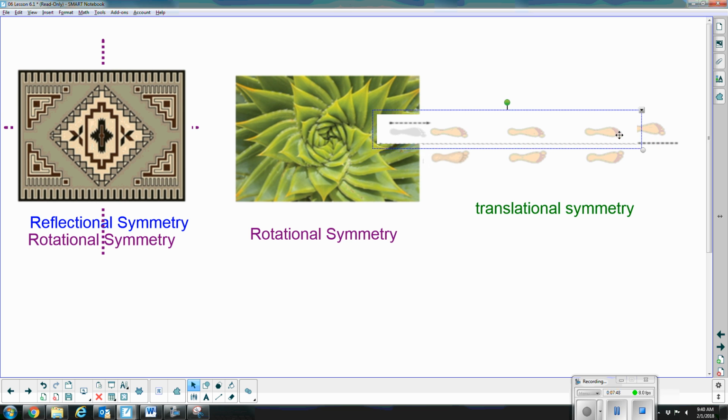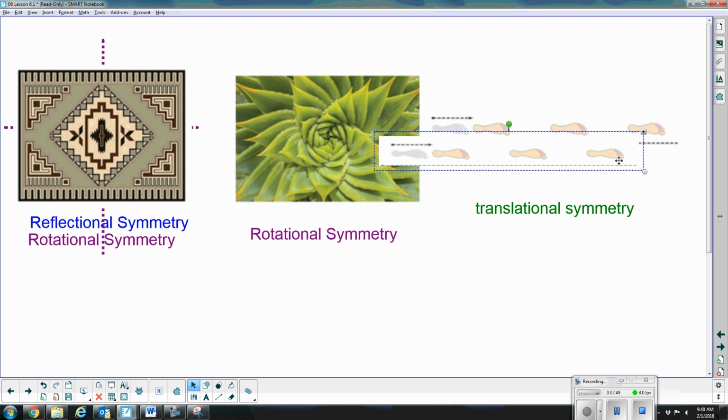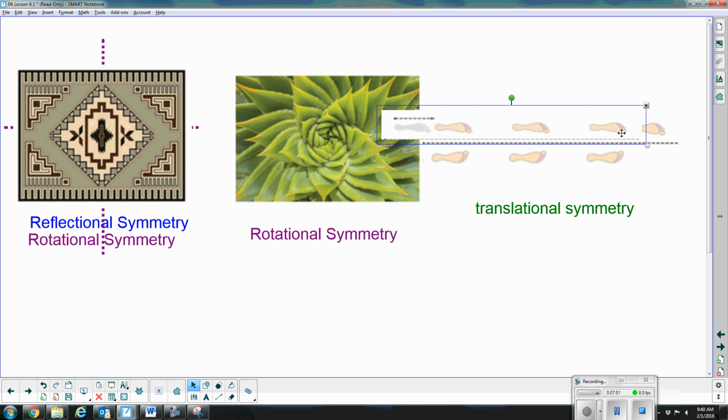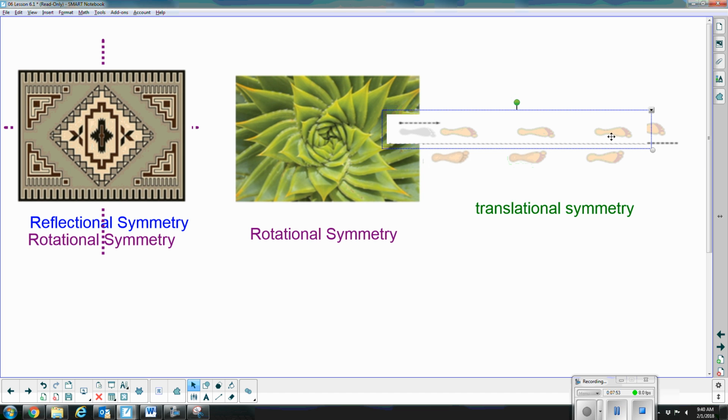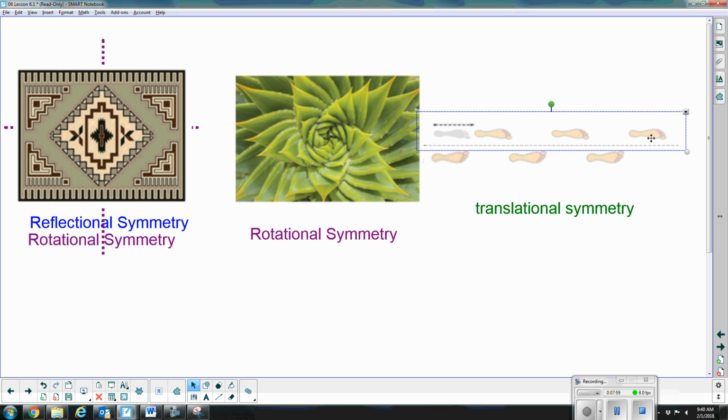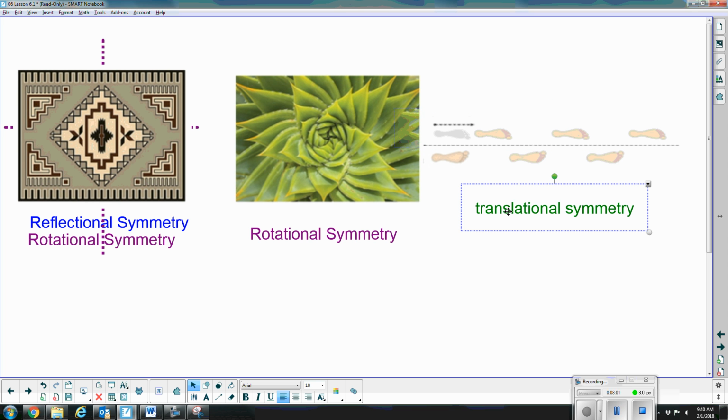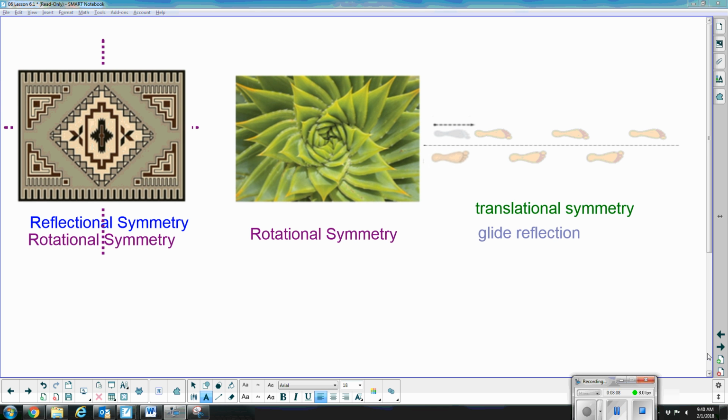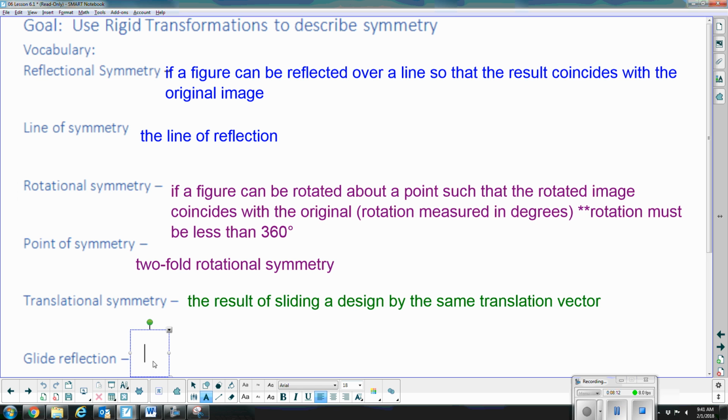So I'm translating it, and then I'm reflecting it so that it coincides with part of the original. So these footprints have translational symmetry and glide symmetry, or glide reflection. So going back to your terms, glide reflection combines translation with reflection.